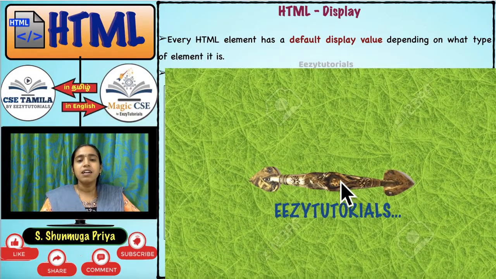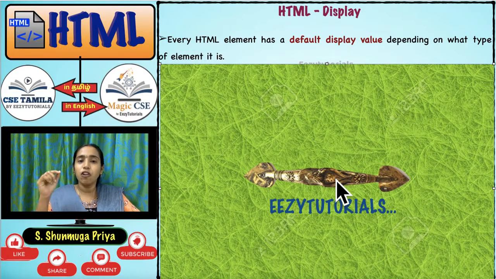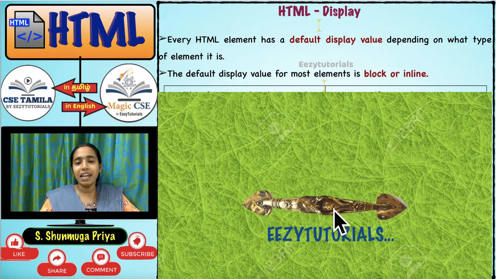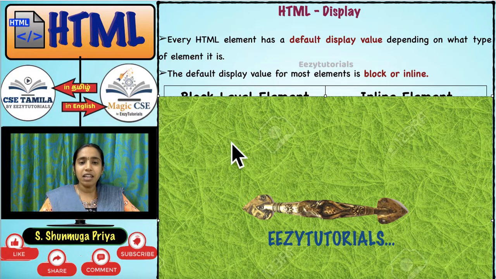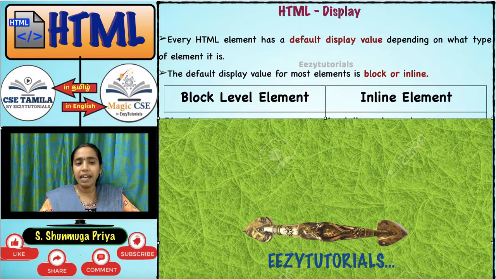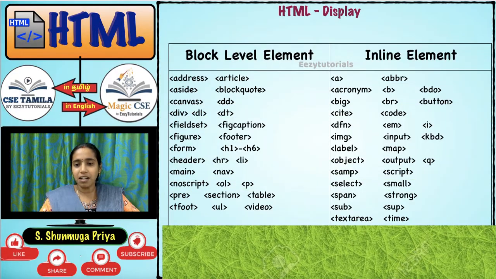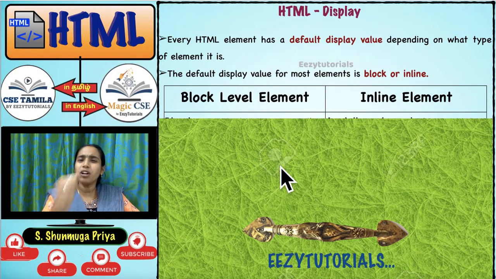The next point is, there is a default display value for each type of tag. There are two types of display values, block level and inline. Based on that, we have block level elements and inline elements. Here is the list of tags. We'll be learning all these tags one by one. At the end of the playlist, after seeing all the videos, you can come back to this video and have a glimpse of these tags. These are block level elements, these are inline elements. Now we will see what a block level element is and what an inline element is.